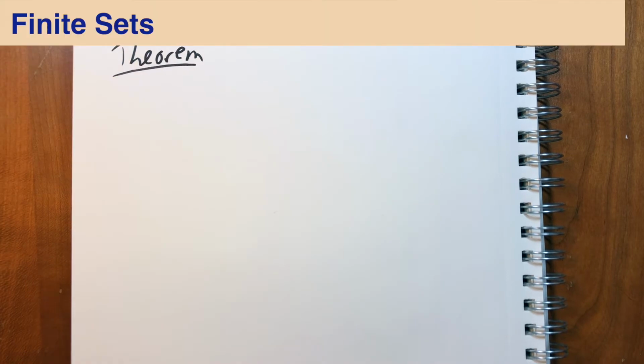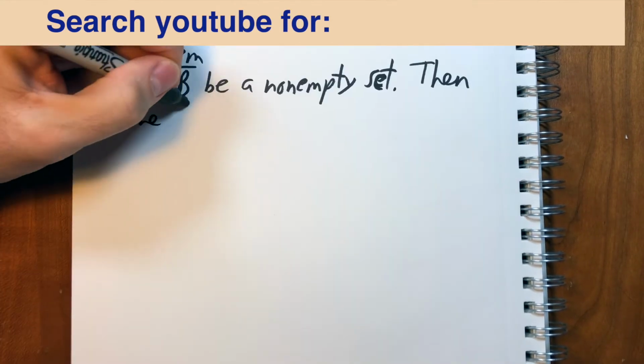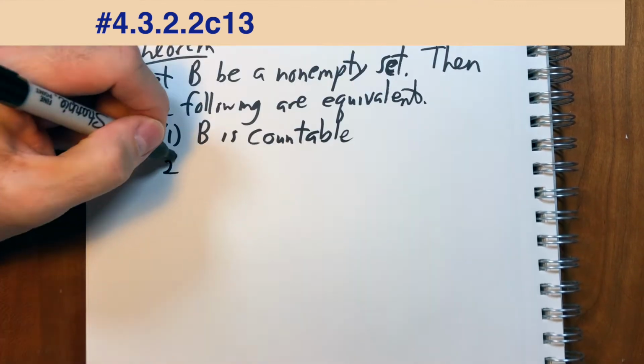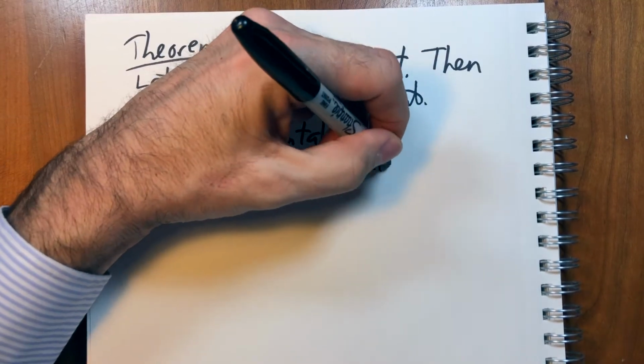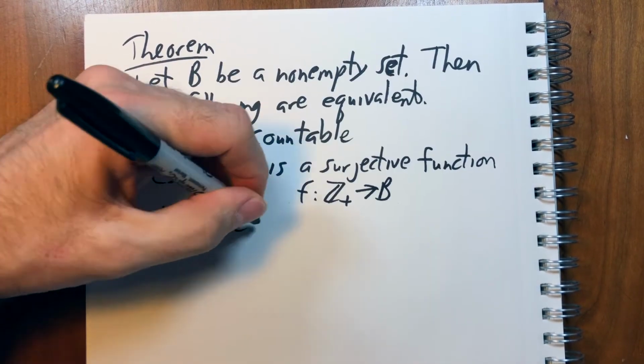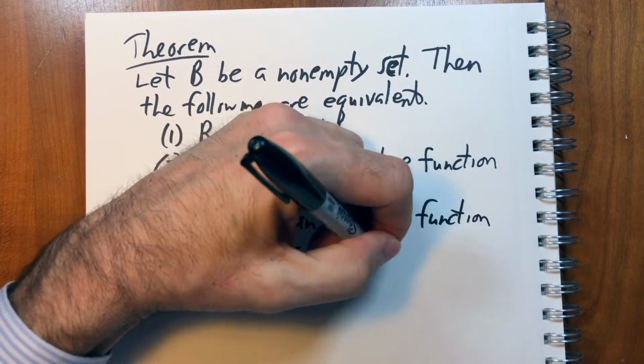So look at this. There's a very useful criterion for showing that a set is countable, which exactly parallels the theorem from the last video about finite sets. It is the following. Let B be a non-empty set, then the following are equivalent. 1, B is countable. 2, there's a surjective function from the positive integers onto B. And 3, there's an injective function from B into the positive integers.